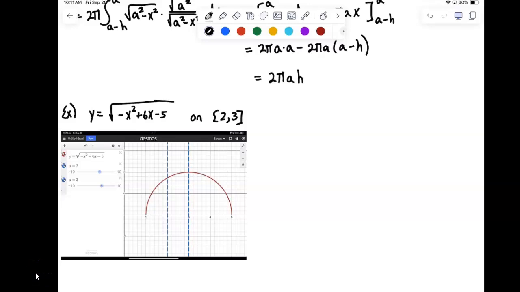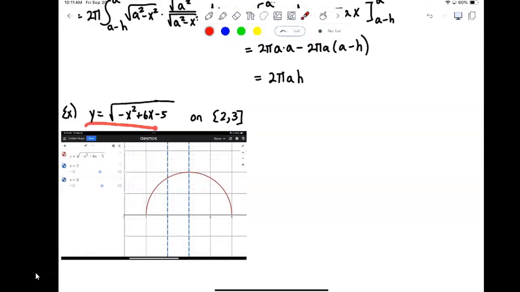Okay, so in this video, we're asked to find the surface area of the solid generated by taking the graph of y equals square root of negative x squared plus 6x minus 5, which is this semicircle, but we're only looking between 2 and 3.